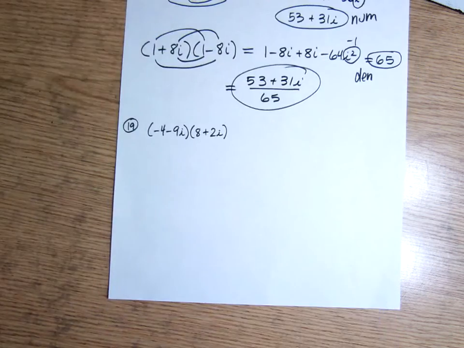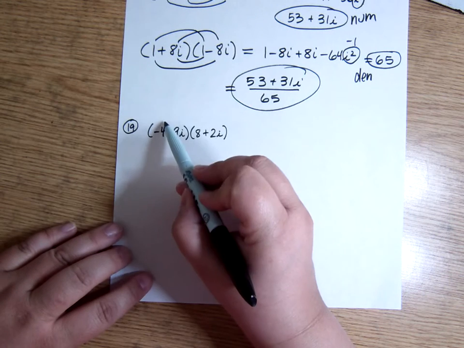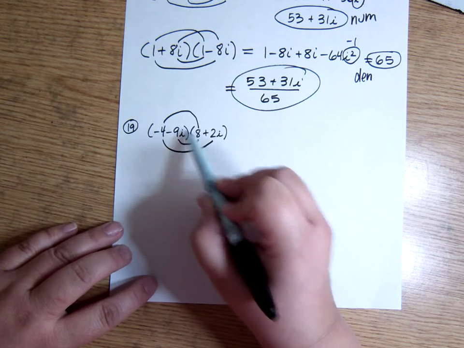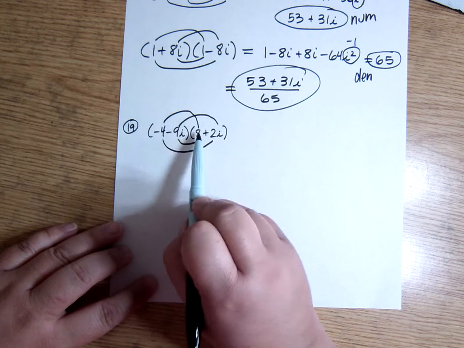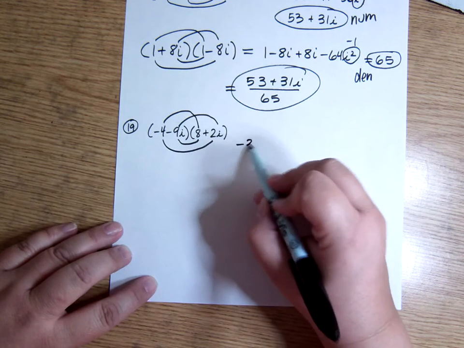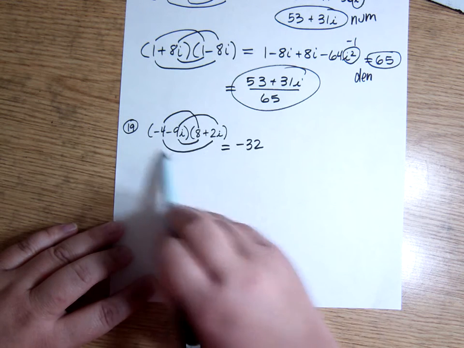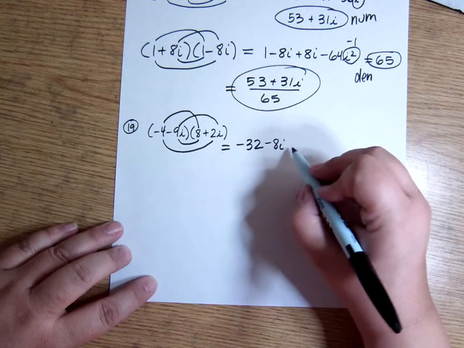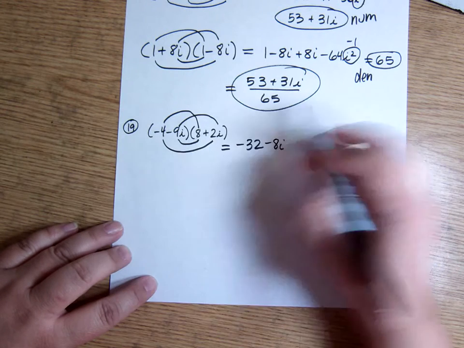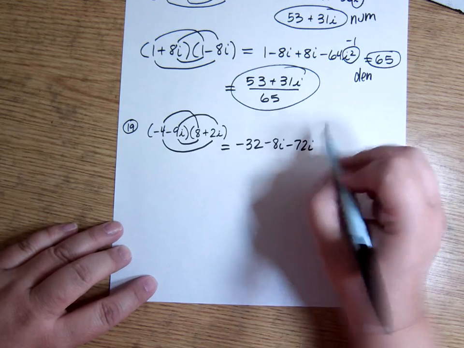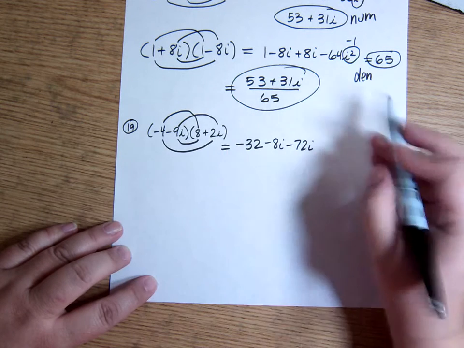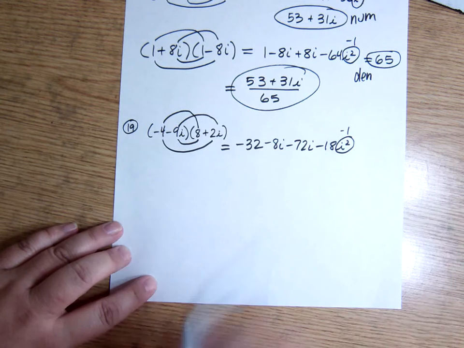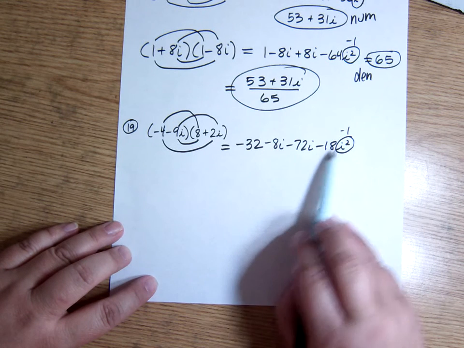Next, all I'm doing on this one is multiplying. This one's much easier. It's basically like half the last one. So I'm multiplying it out. Negative 4 times 8 is negative 32. Negative 4 times 2i is negative 8i. Negative 9i times 8 is negative 72i. Negative 9i times 2i is negative 18i squared. i squared turns to negative 1, so that's going to be a positive 18 back here.